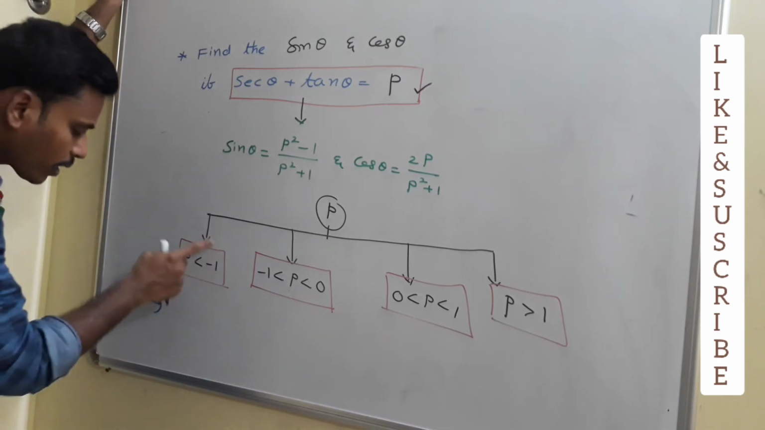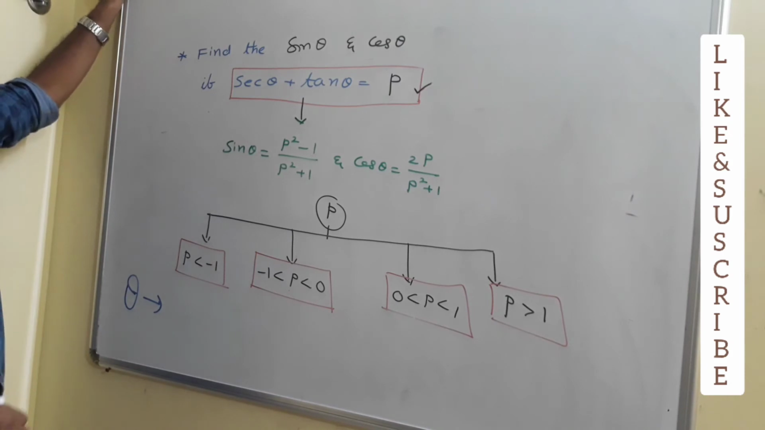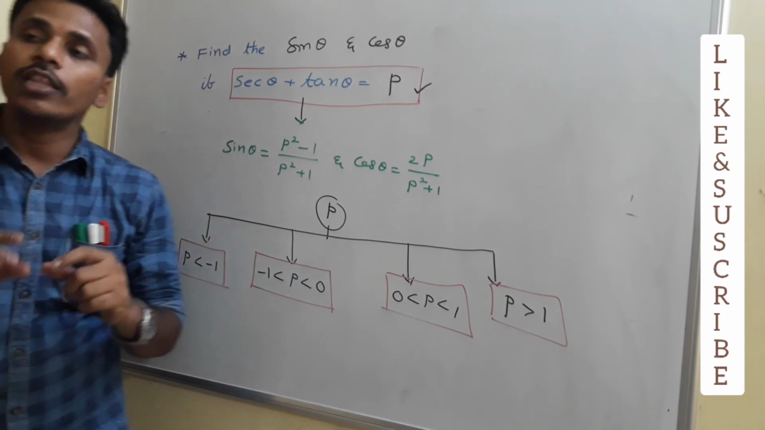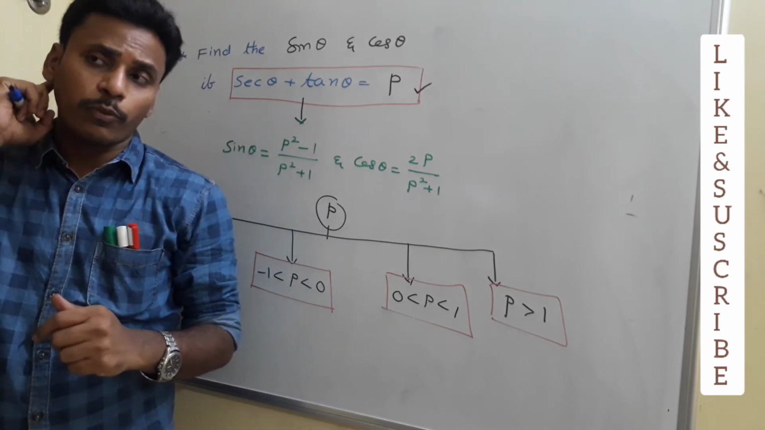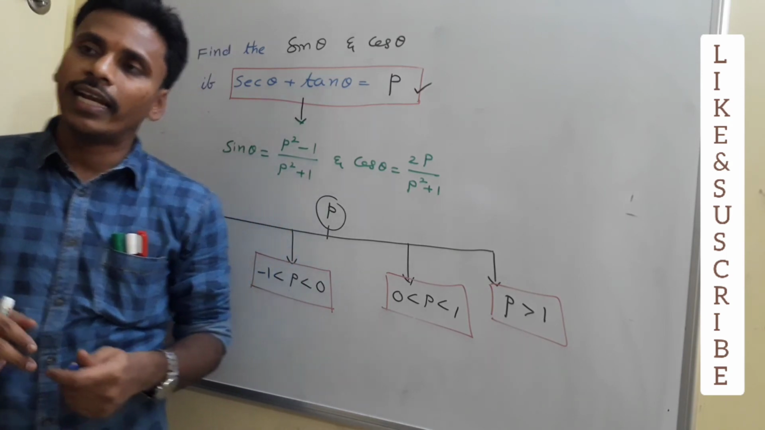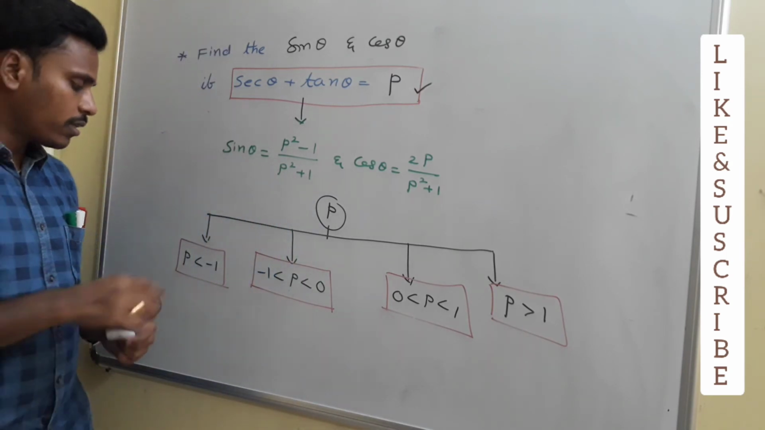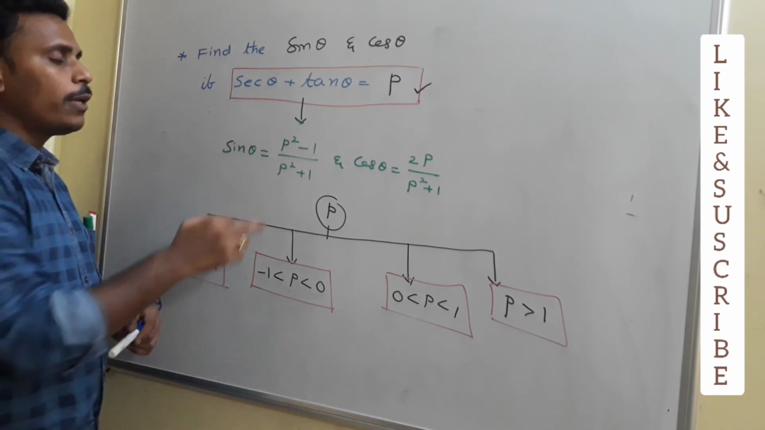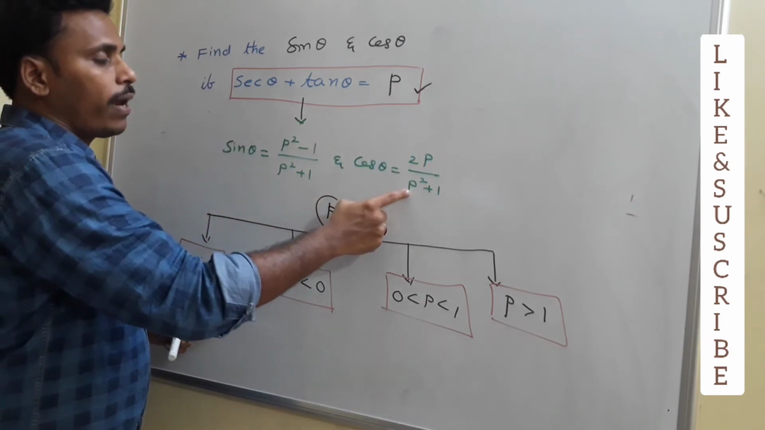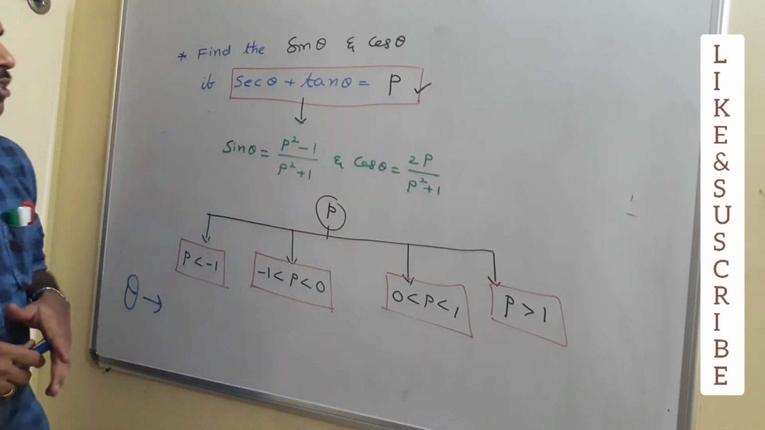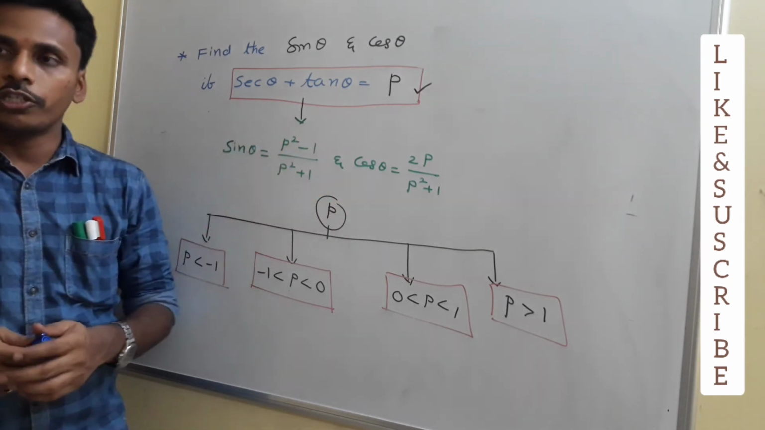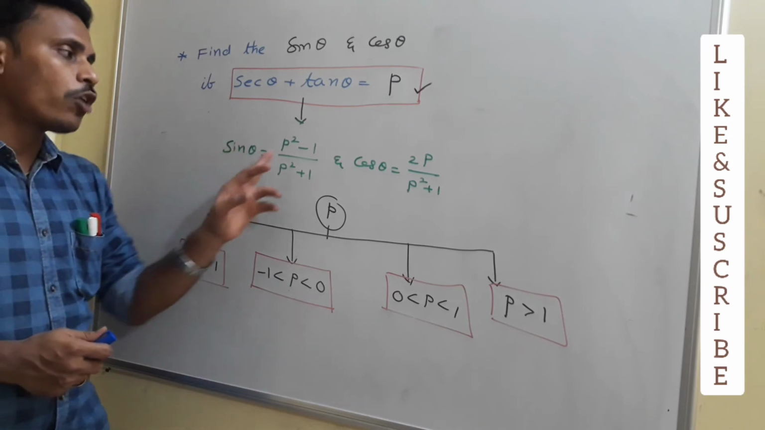Now look there. p less than minus 1 means p is a number which is less than minus 1. So take a number, for suppose minus 2. In this case, one value of p is minus 2. Replace p with minus 2 here, then cos will become negative, and sin will become positive. So think that sin is positive, cos is negative.